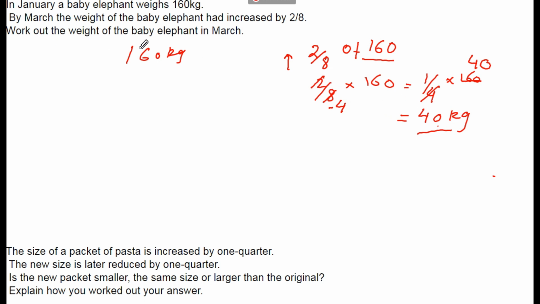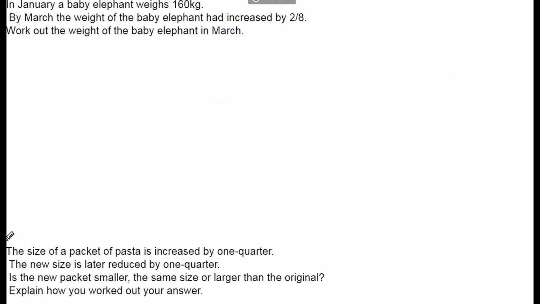Work out the weight of the baby elephant in March. It means what we need to do. His weight was 160 in January, right? Now he got an increase of 40 kg. It means you need to add it to 160 and your answer will be equal to 200 kg. Okay. Now look at this question.